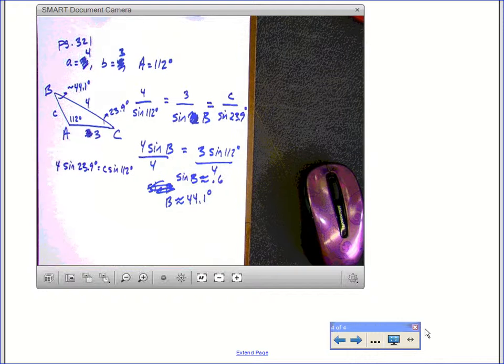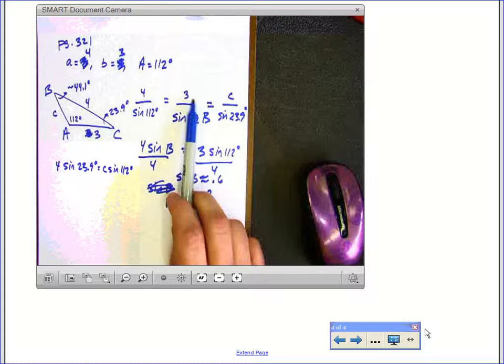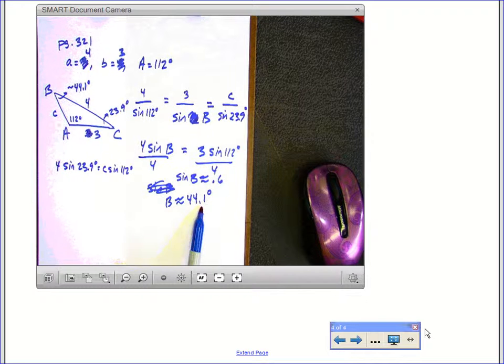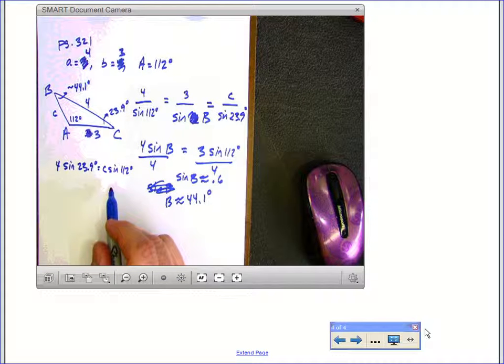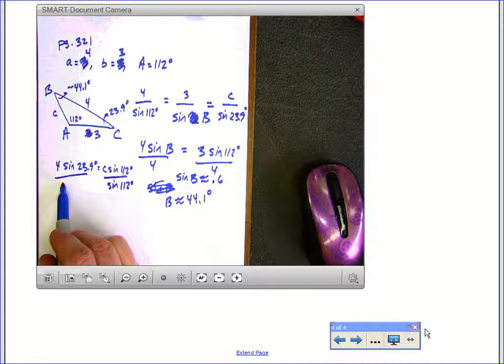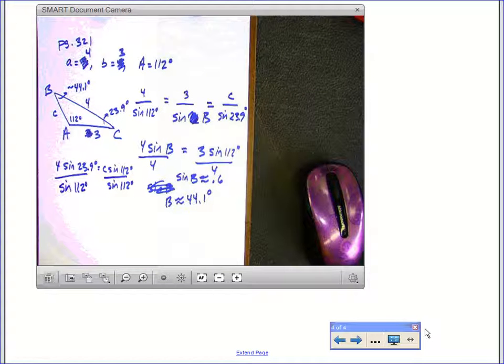It doesn't. So you could do it with the B. The only thing is you have to be careful and you have to use all the decimal values. Okay? Now, let me divide both sides by sine of 112. Now notice I'm finding a side here, right? So I'm not going to need to do the inverse. Okay, it's going to cancel out.